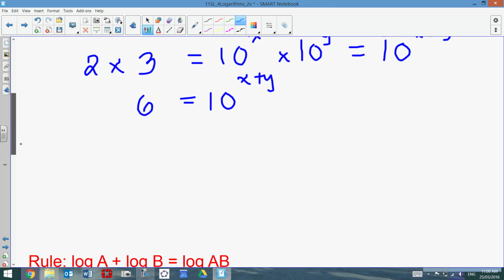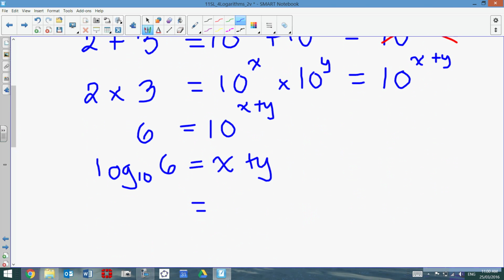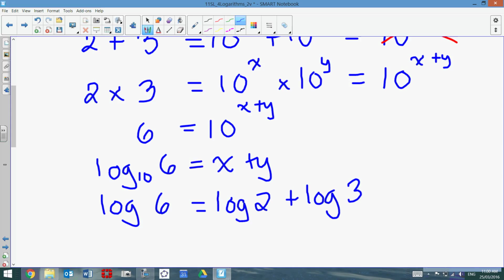So now if I rewrite it in log form, I have log, again assumed base 10, of 6 is equal to x plus y. Now remember, x was log 2, and y was log 3. And now I'm saying that that's actually equal to log 6. So if you look at what just happened, I had log 2 and log 3, added those together, and that made log 6. So I've just rewritten the equivalent form of that with log 6.